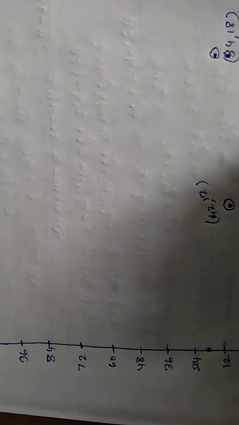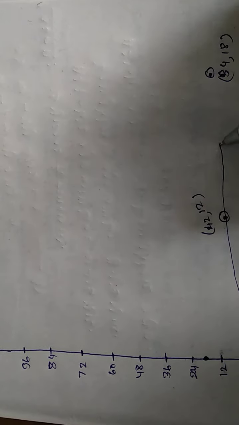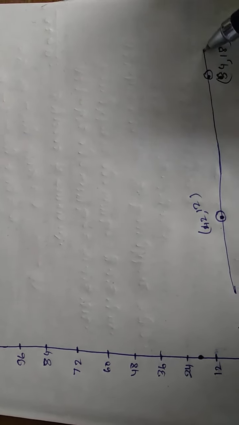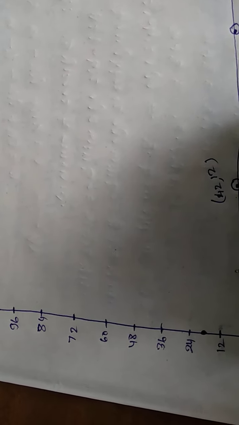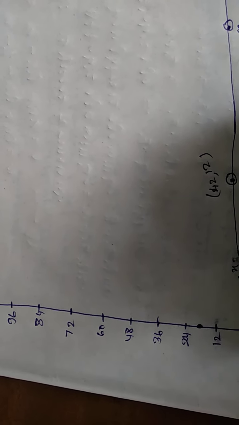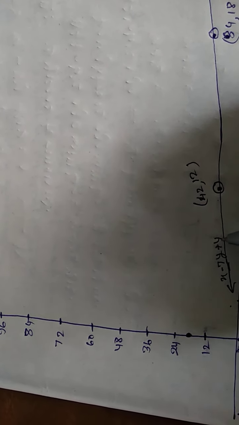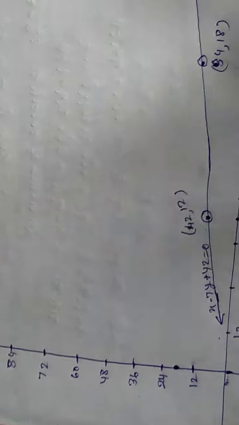Now join these 2 points with a scale. You will get a straight line. You will get a straight line like this. This is the graph of the first equation, x minus 7y plus 42 equal to 0.